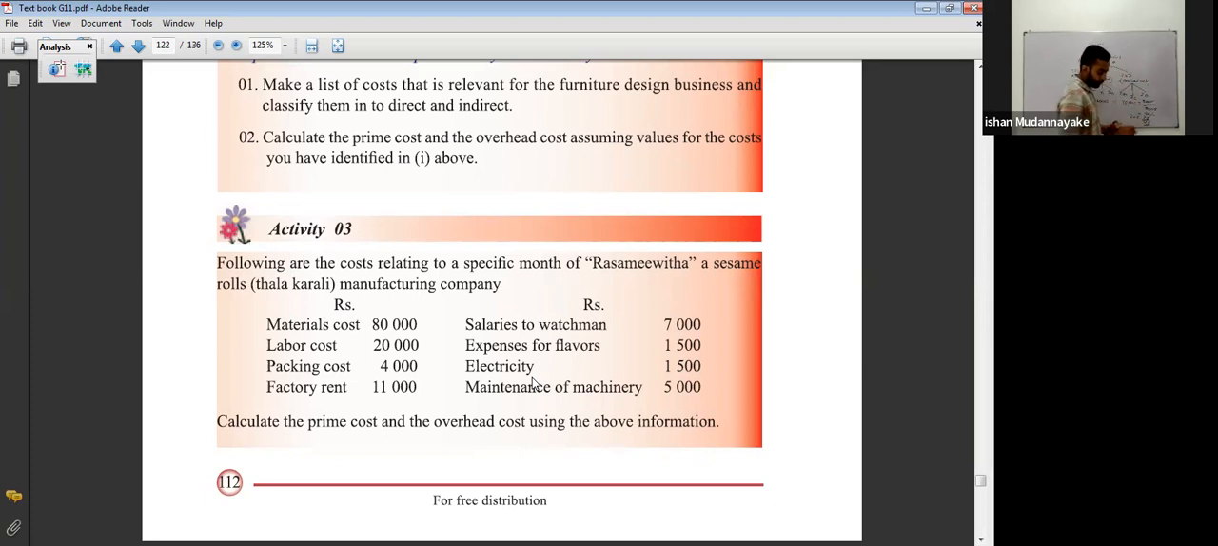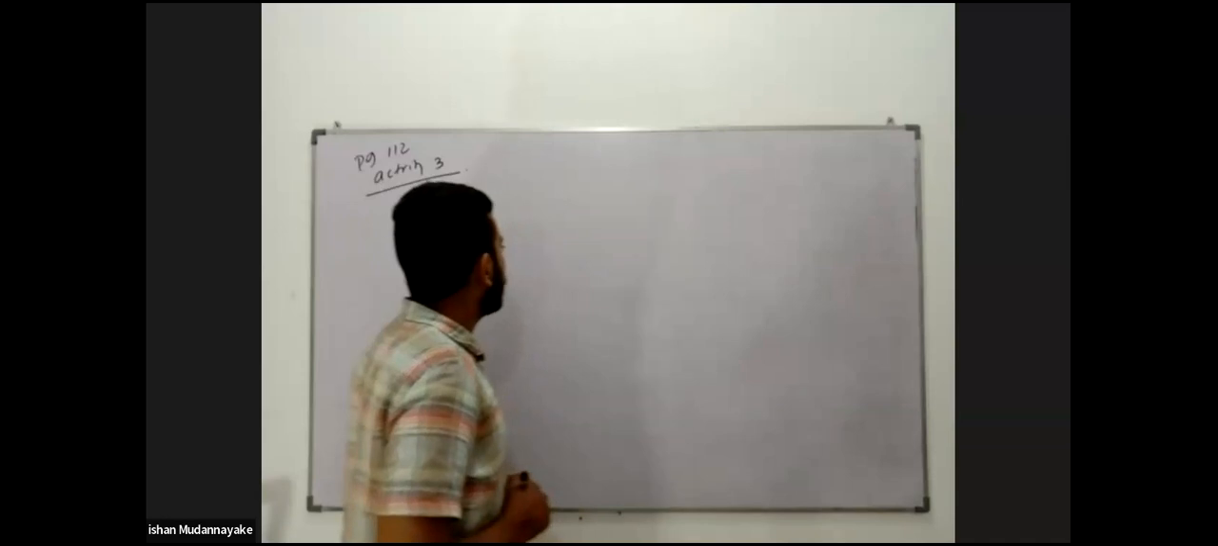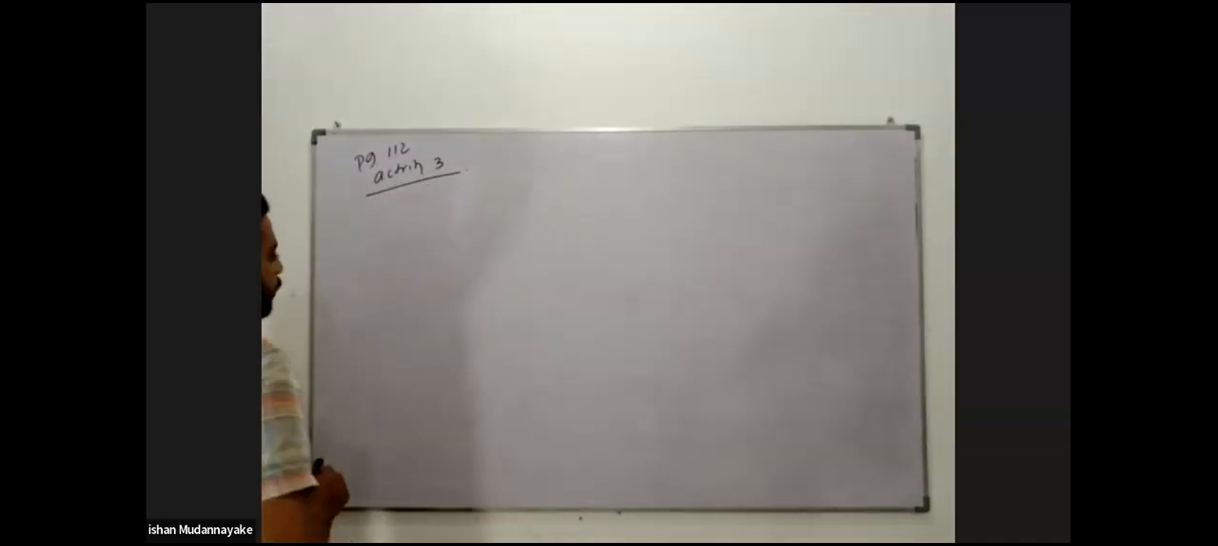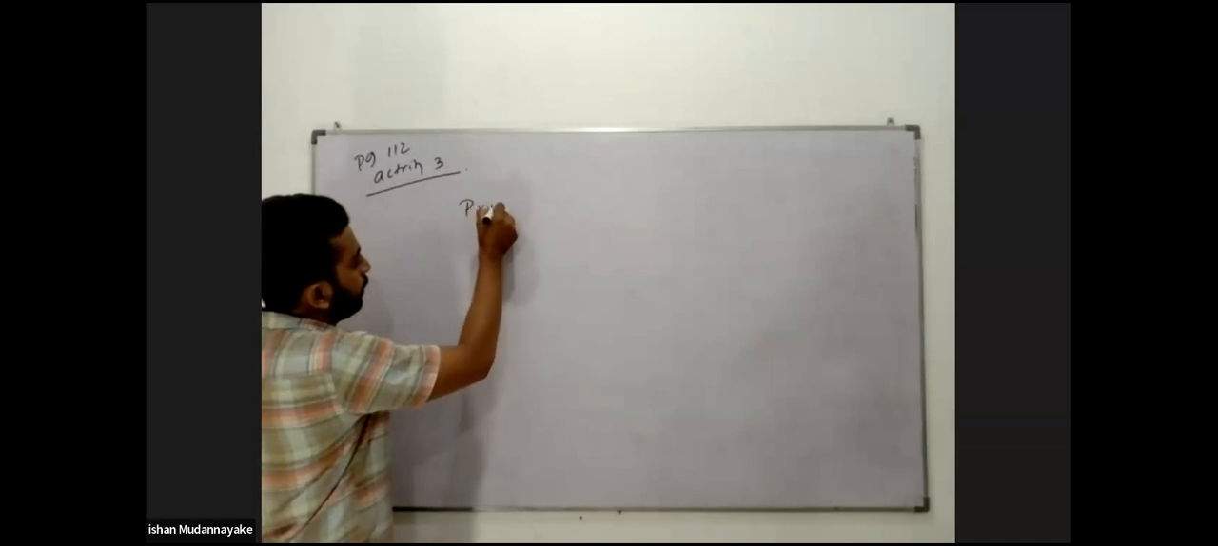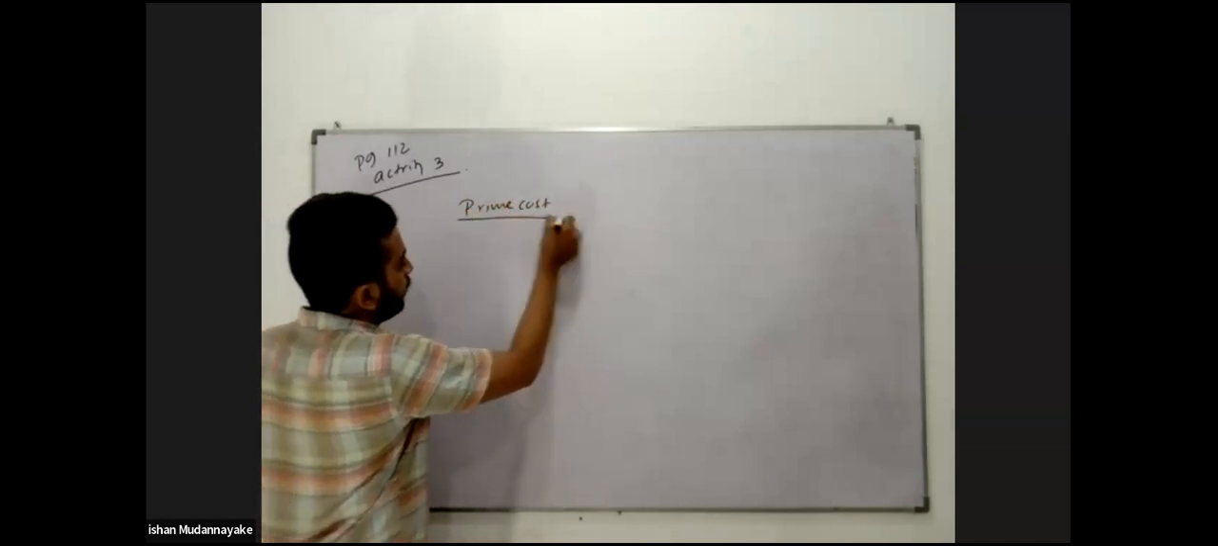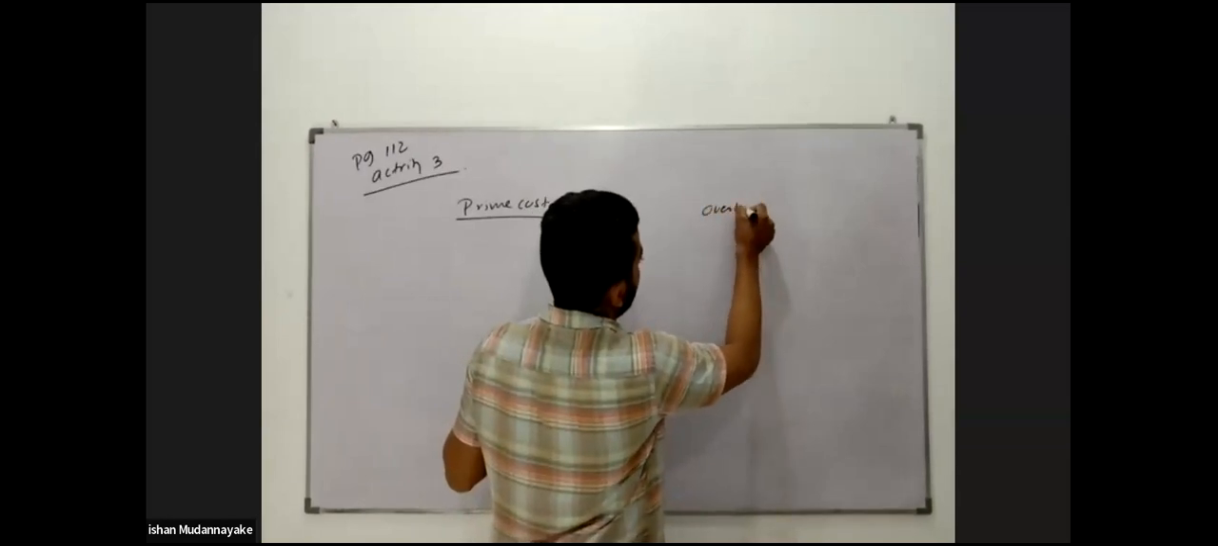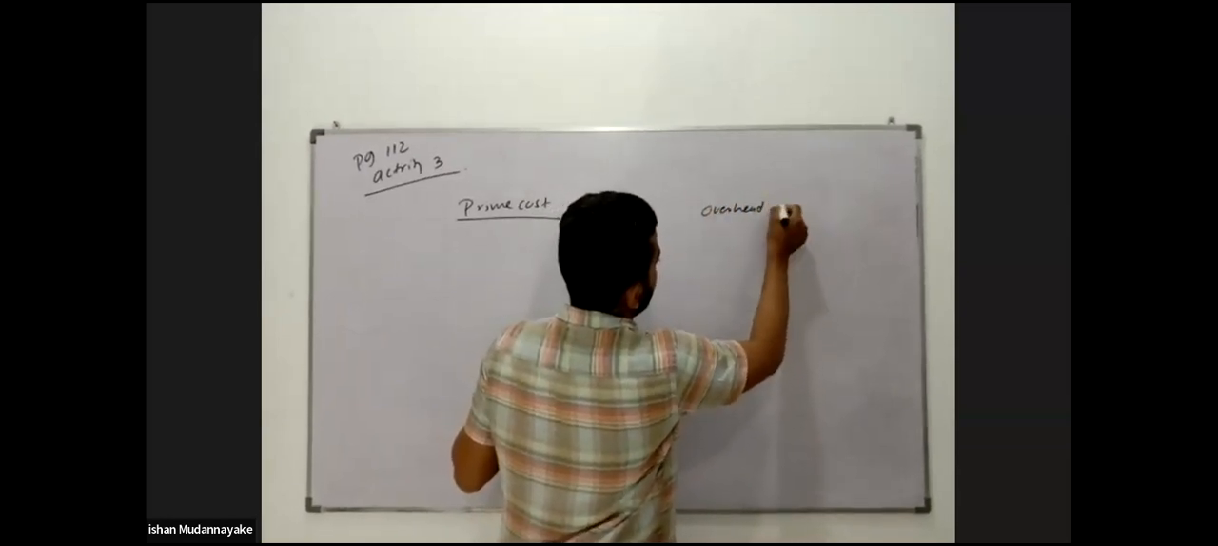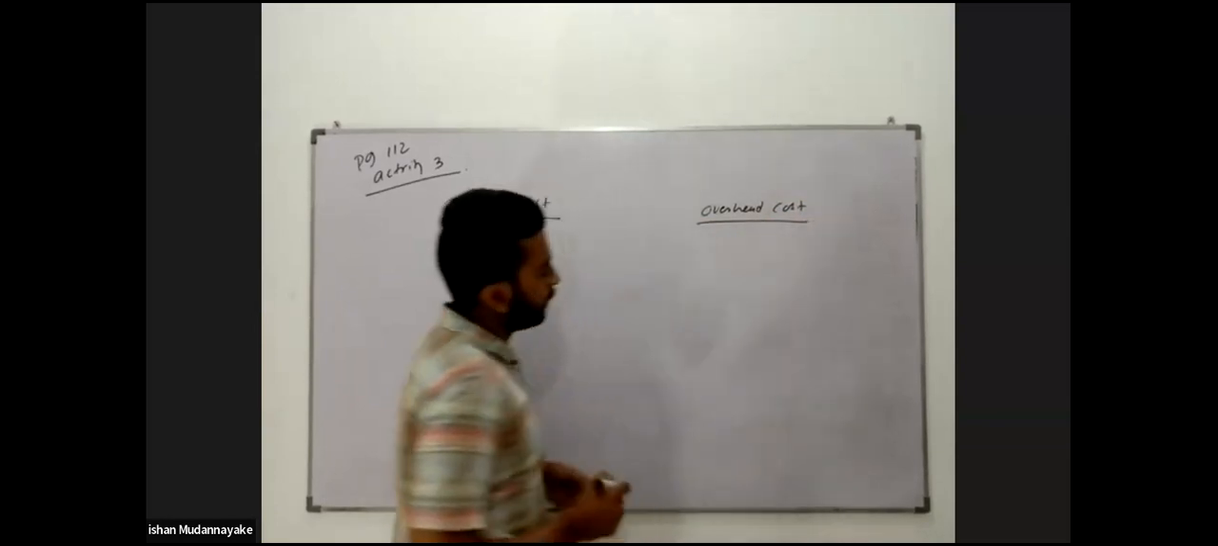Students, write down page number 112, activity 3. You need to classify this cost information as prime cost or overhead cost. Here I will write down prime cost, and here I will write down overhead cost.